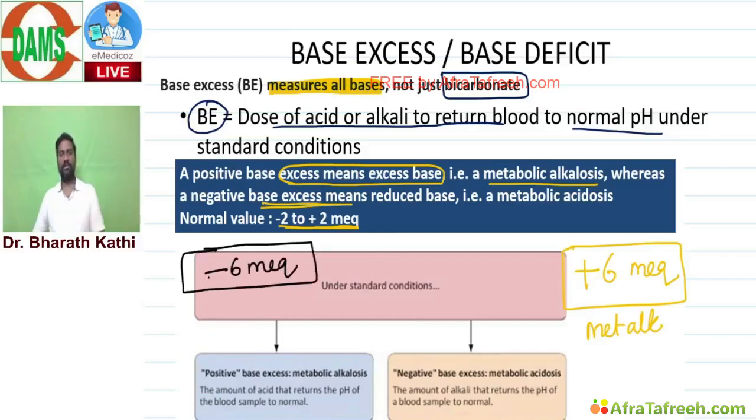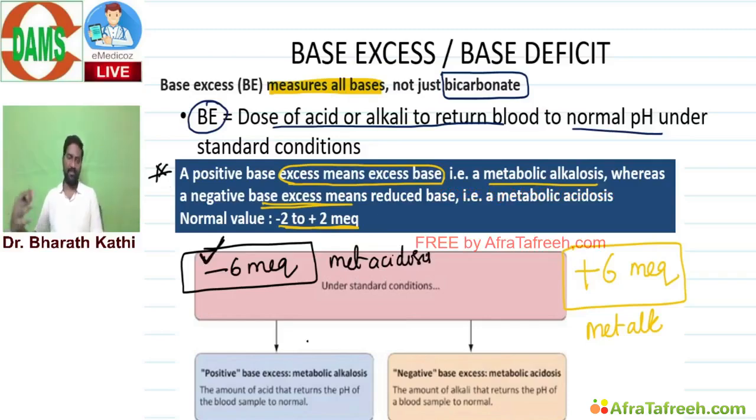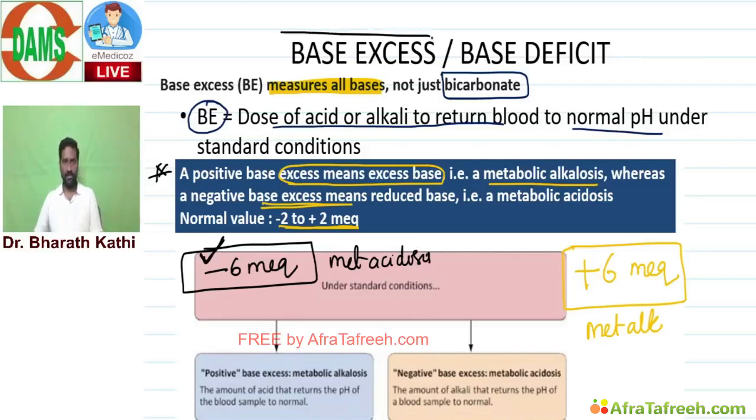Whereas negative base excess, if his base excess value is -6 milliequivalents, it means this patient is having less base. So when will you have less base? When it is a metabolic acidosis. In very simple words, don't get confused. So base excess or base deficit: a base excess of -6 means metabolic acidosis, or a base deficit of 6 means metabolic acidosis. You can use just this term. Don't get confused by using both terms.